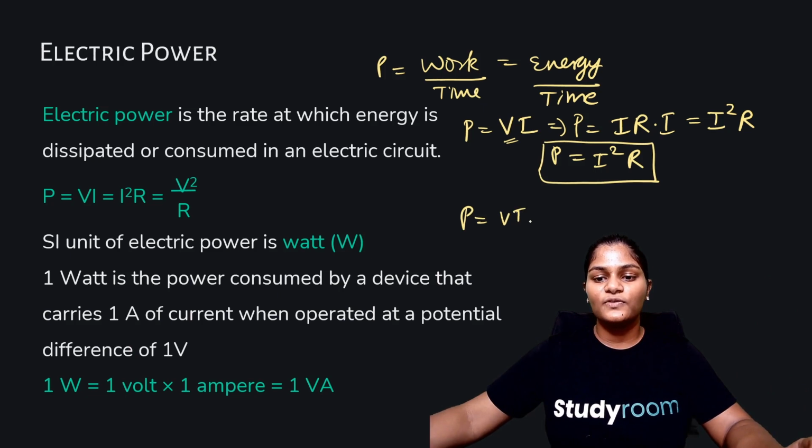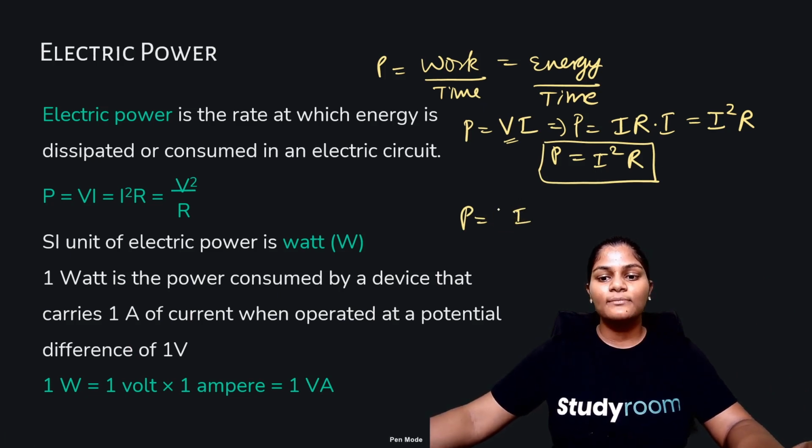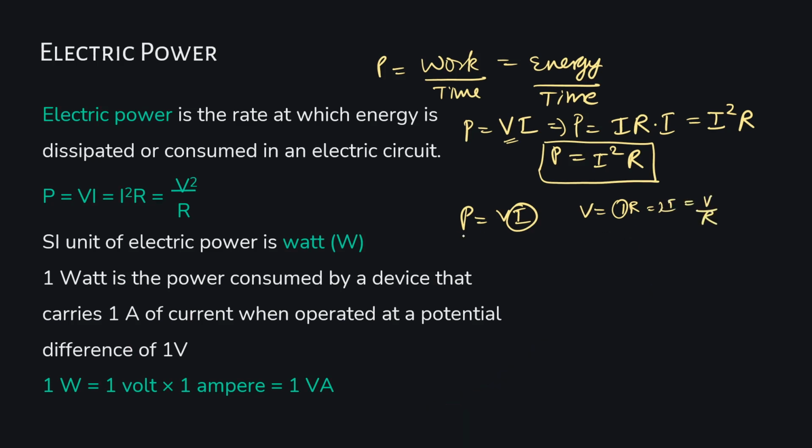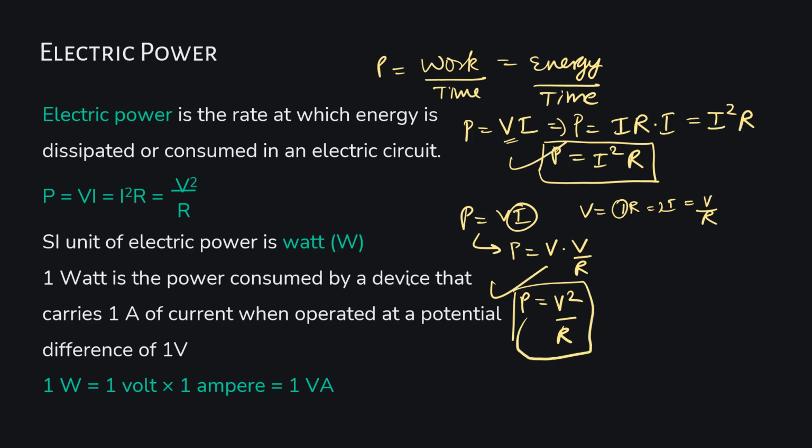Again, if P equal to VI, last time I replaced V by IR. This time, if I want to replace I in V equal to IR, what is I? I is equal to V by R. So in this formula, I put V by R in place of I. So what does it become? P equal to V into V by R. So what does this become? P equal to V square by R. So these are the two new formulas for power.